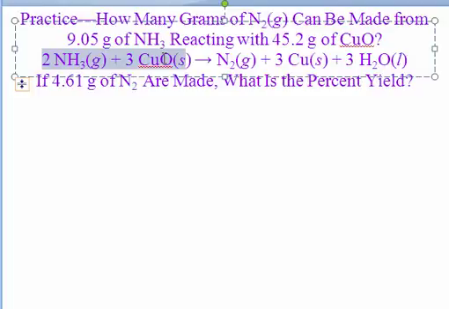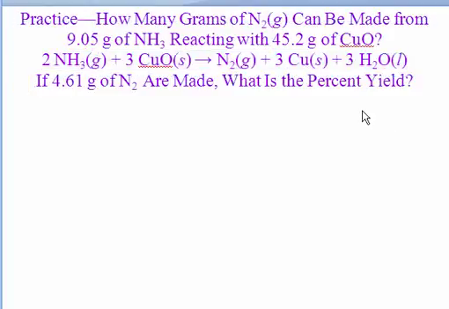2 moles of ammonia react with 3 moles of copper 2 oxide to make 1 mole of nitrogen, 3 moles of elemental copper, and 3 moles of liquid water. We want to know how many grams of nitrogen can be made from 9.05 grams of ammonia reacting with 45.2 grams of copper 2 oxide. And if 4.61 grams of nitrogen are made, what is the percent yield?